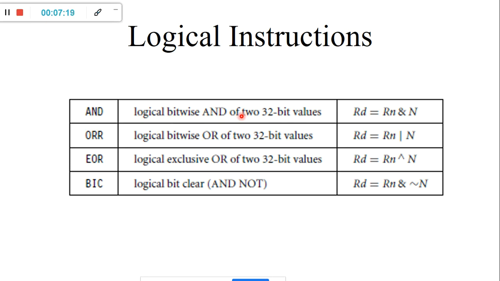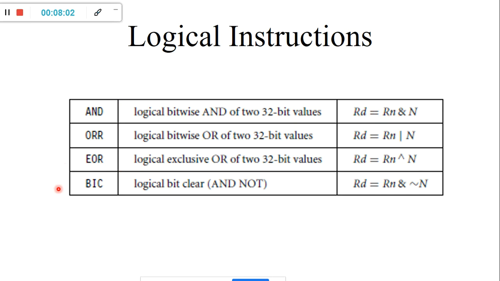If there are two 32-bit values, one is Rn, where the data is present in one of the registers, and another, what is the meaning of n? N may be immediate data or even another register. So Rn consisting of 32 bits is ANDed with your 32-bit immediate data or 32-bit data that is present in any other register. It performs the AND operation, then the result is going to be stored in your destination register. Similarly, the same is true with OR, and EOR stands for XOR operation.